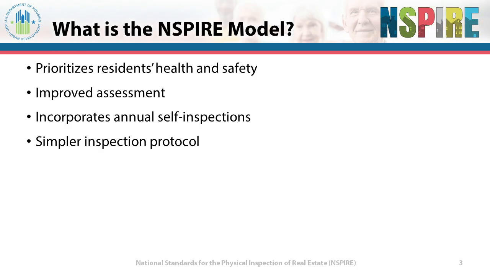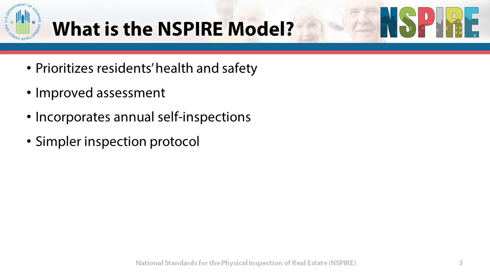So what is the NSPIRE model? Simply put, NSPIRE is an inspection model that prioritizes residents' health and safety over asset management. It differs from the Uniform Physical Condition Standards, or UPCS, in that it gives precedence to dwelling units, where people live, over the physical condition of other areas of the properties. NSPIRE replaces the 20-year-old UPCS inspection model and reflects changes in the industry, technology, and resident expectations regarding living conditions.